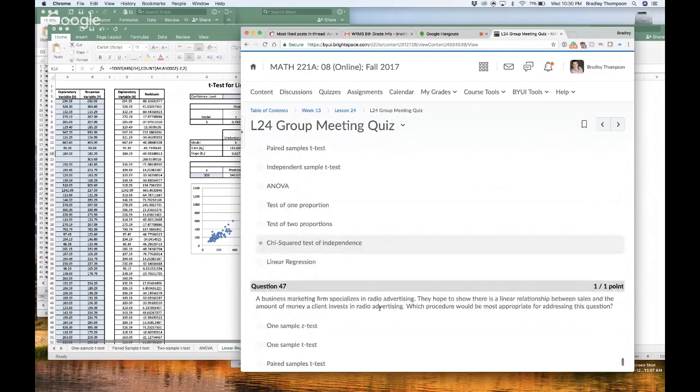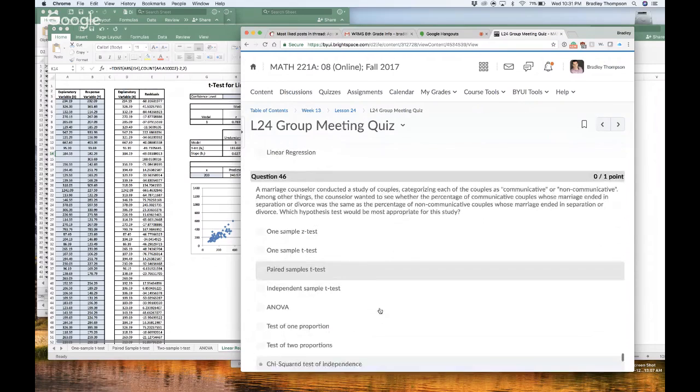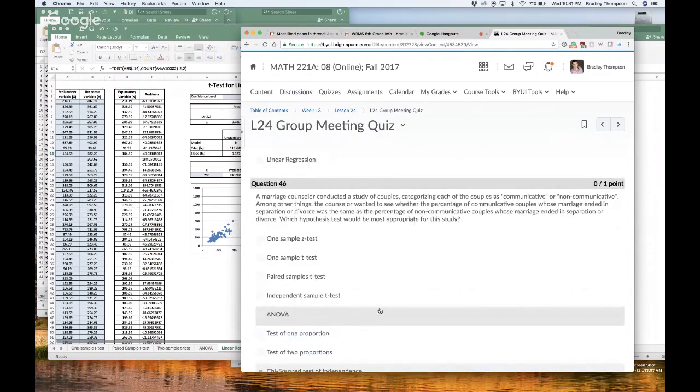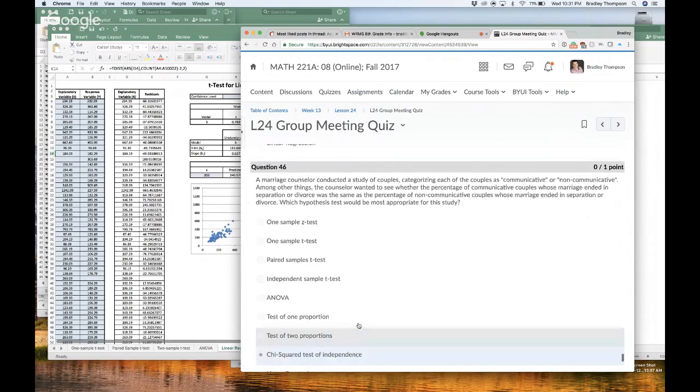And then we got 46 wrong as well. 46, really? The marriage counselor. How do we miss that? I could have sworn, I don't even know anymore. What are they asking? A marriage counselor. Communicative and non-communicative, among other things. Would that be the test of two proportions, 46 maybe? Because essentially you have two groups, and then they want to measure the differences in two proportions. Yeah, let's go with that. That's my guess. I don't know.